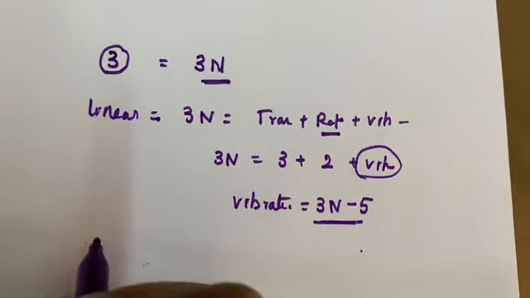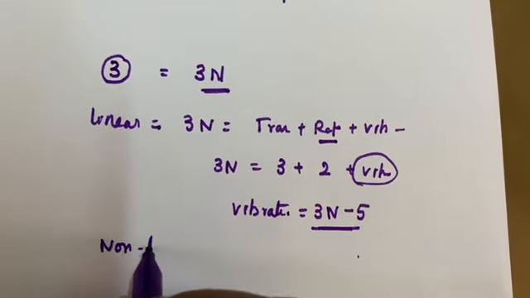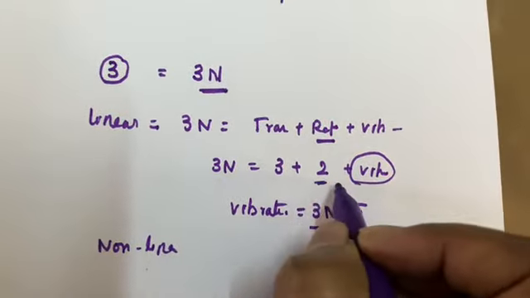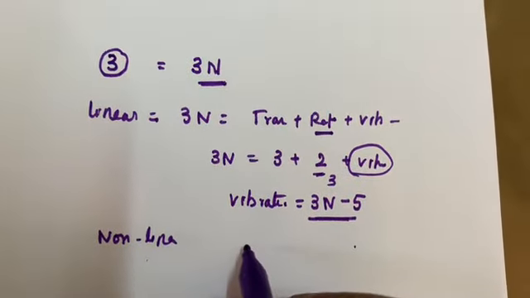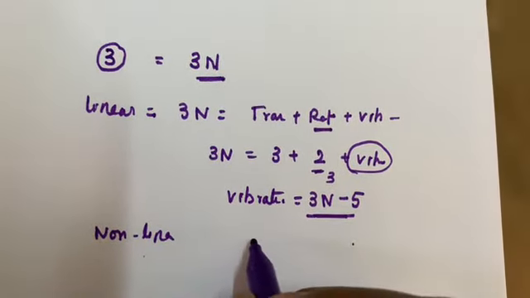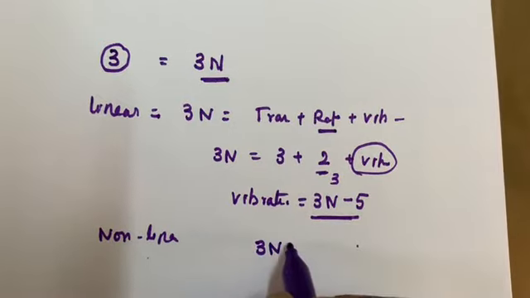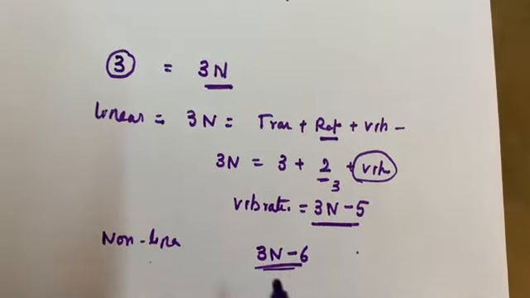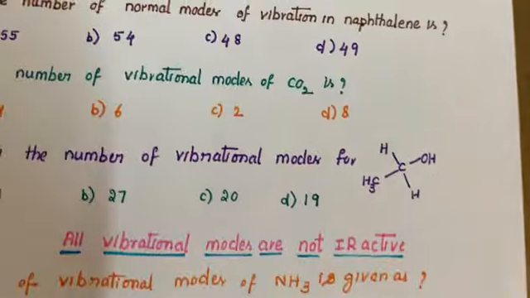If the molecule is non-linear, translational is 3 as usual, and rotational is also 3. So for a non-linear molecule, the vibrational degrees of freedom is 3n minus 6. So let us see the solved questions regarding this topic.